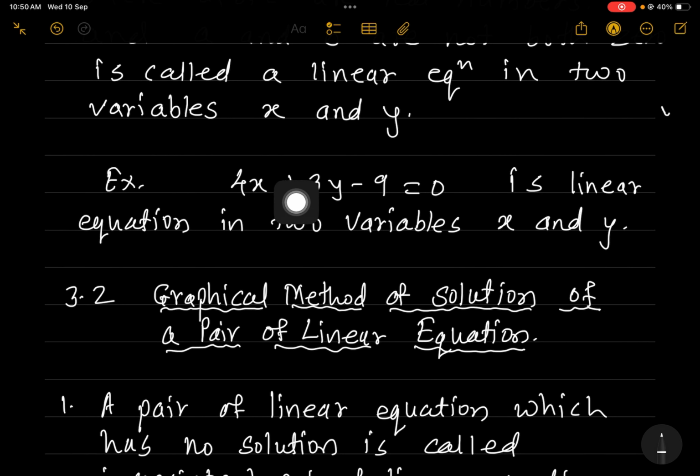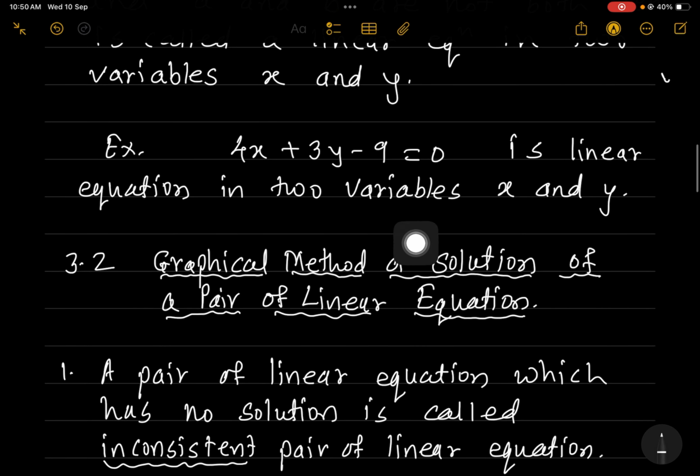Now we have to find the solution of this equation, which means we have to find x and y. For solving this example, to get the solution we have to find x and y, and one more equation is required, then we can solve. The first method is the graphical method. With the graphical method we can find the solution of a pair of linear equations.